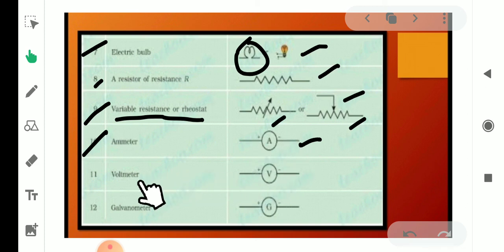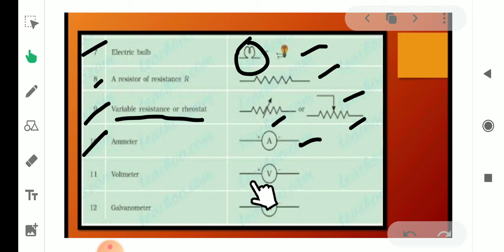The next is the voltmeter. What is a voltmeter? A voltmeter is a device used to measure the potential difference in an electric circuit. It also has two terminals, positive and negative, and it is denoted by the capital V enclosed in a circle. This voltmeter is connected in parallel to the resistance. Ammeter is connected in series to the resistance, and voltmeter is connected in parallel to the resistance.